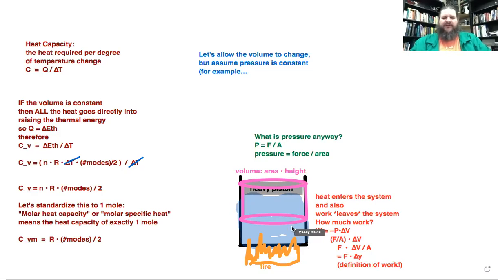It turns out this is even valid if you've got several walls expanding in several directions. Force and distance would be difficult to calculate in that case, but pressure times change in volume is still valid for calculating work. And the negative sign here is really all about direction. For instance, in this case, the volume's expanding. So what's the sign on delta V?